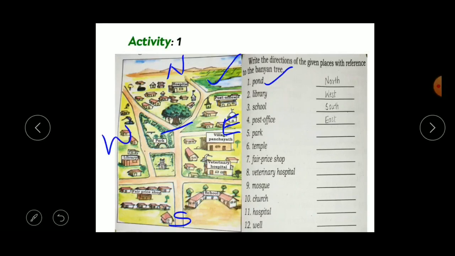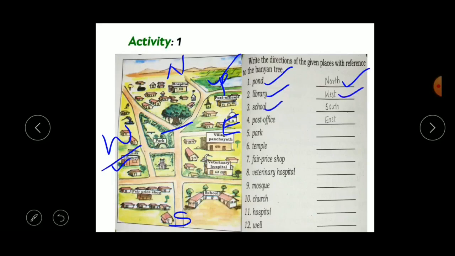Now you tell me, where is the pond? Here, right? This is the pond. In which direction does it come? Yes, it comes in the north direction. So we will write north here. Next is the library. Where is the library in the map? Here is the library. In which direction is the library? It is in the west direction, right? So we will write west here.